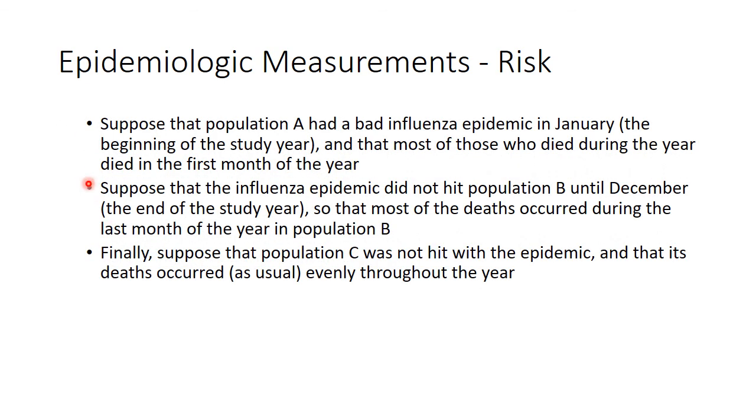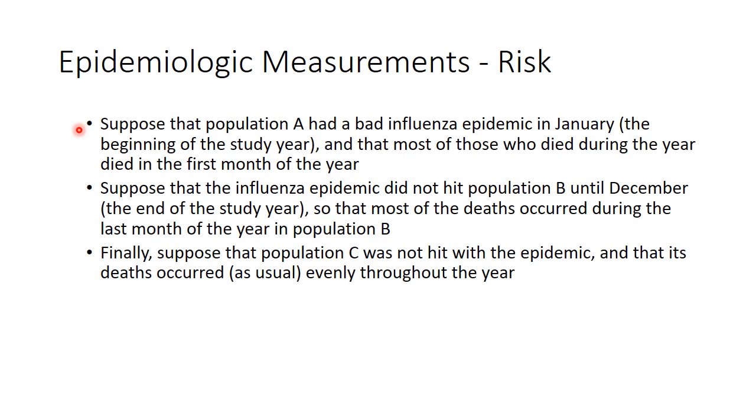So we look at this graph. Suppose that population A had a really bad influenza epidemic in January, so at the beginning of the study year, and then most of those who died during the year died within the first month. So all that 10% died very early on. Suppose in population B that the epidemic did not hit them. They did not get the influenza epidemic until the subsequent year. Maybe they all got a really good vaccine the prior December, but now they did not get hit with this new epidemic until the December.